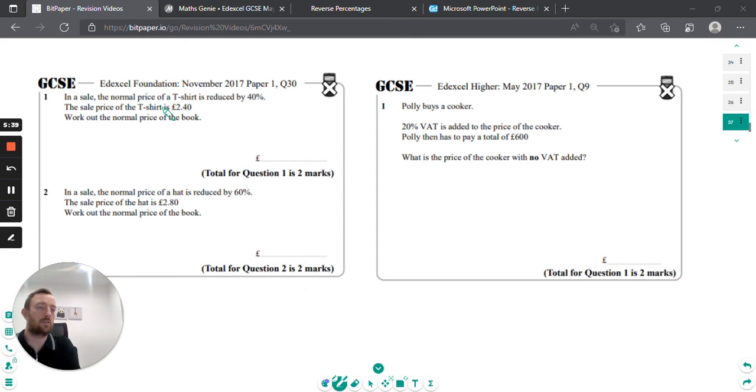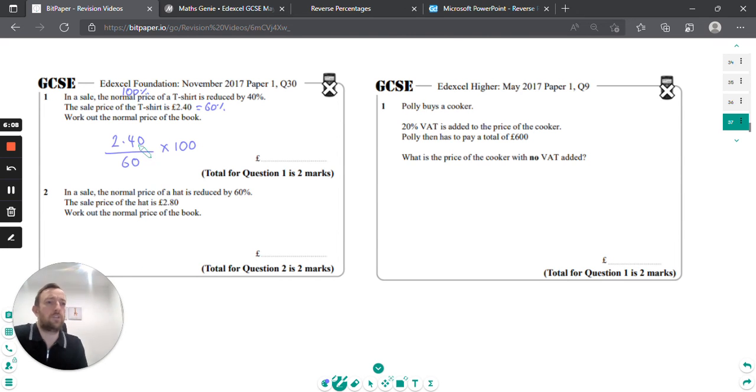Okay, so let's take a look. In a sale, the normal price of a t-shirt is reduced by 40%. Well, normal price is 100%. So if it's reduced by 40%, that's now 60%. So that must be 60%. So I'm going to take that 240, divide it by 60, and then I'm going to times it by 100.